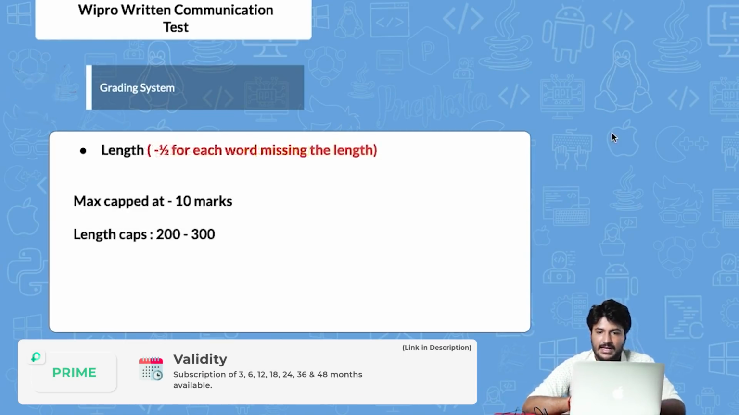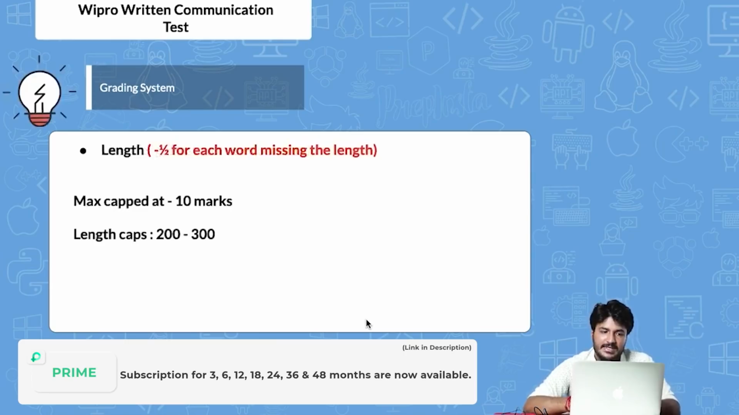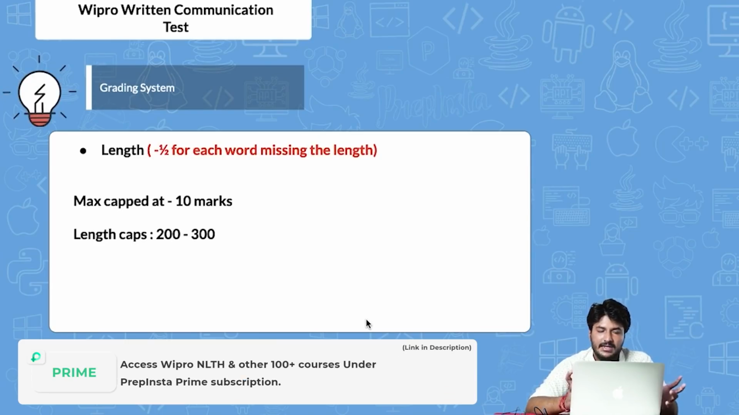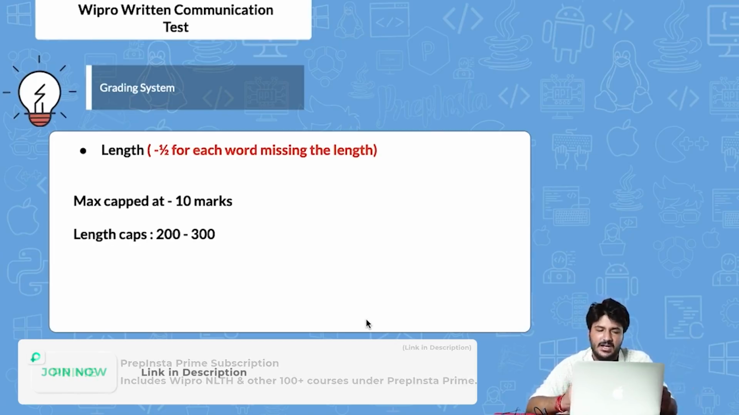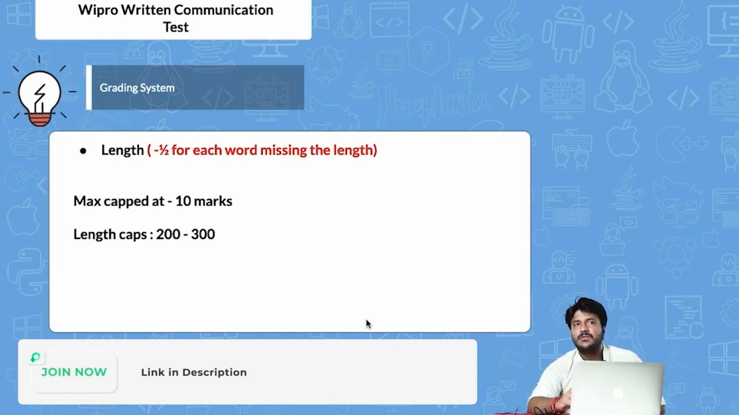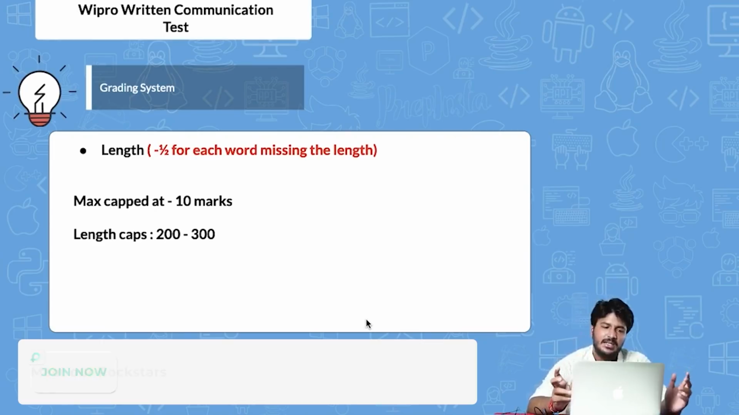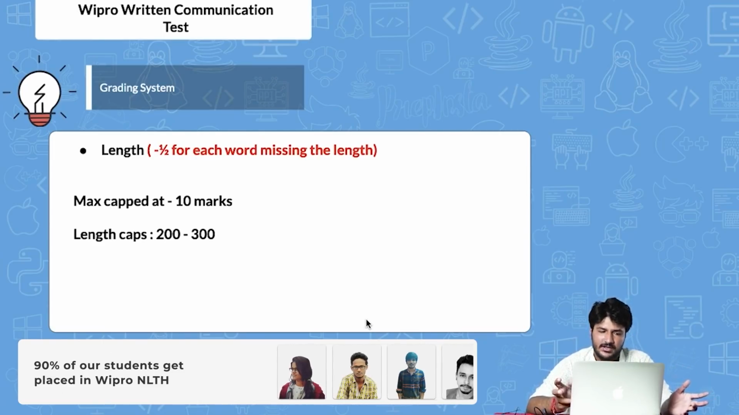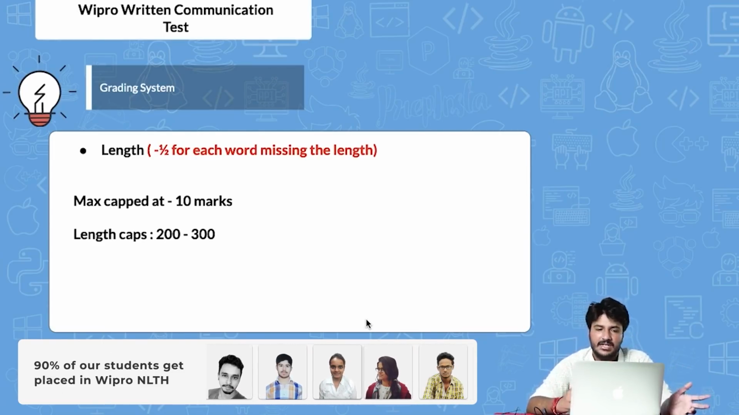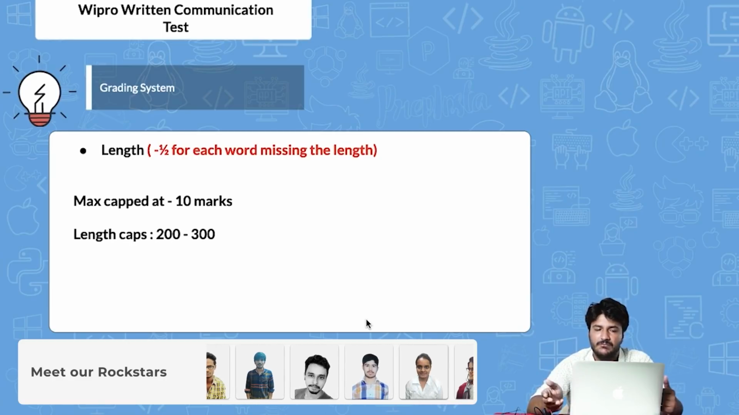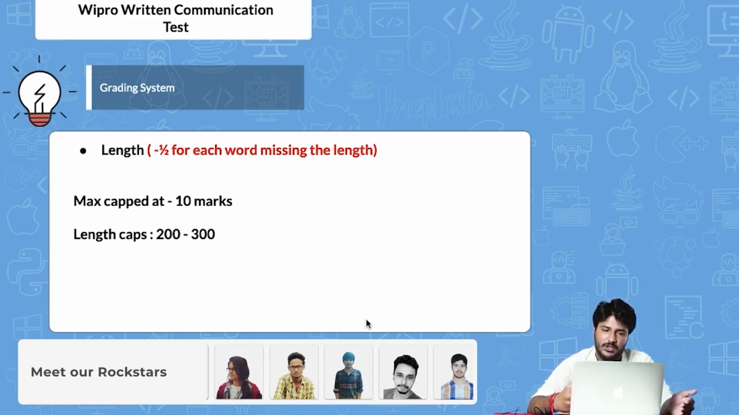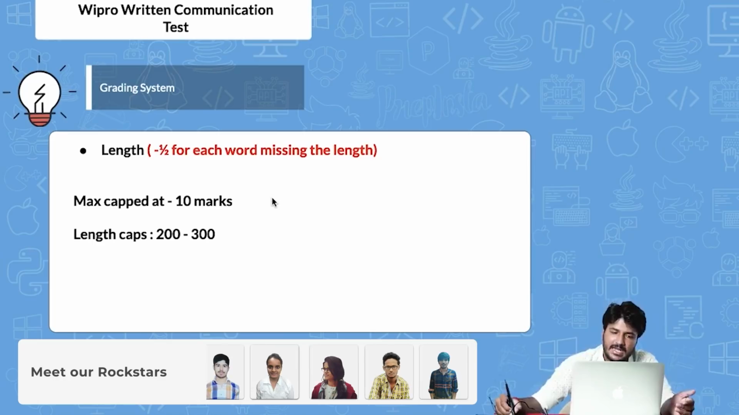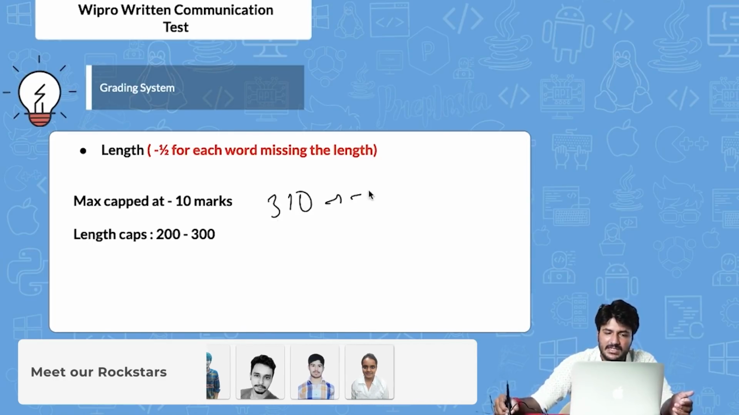Okay. So then the next is length. Ideally, what Wipro says is that you should write between 100 to 300 words. But what we assume from the IntelliMetric system is that the length caps are 200 to 300 at the maximum. So this is also negative marking. You are not going to get positive marks for it, but you are going to be penalized for it. So for example, if you write more than 310 words, minus 1/2.